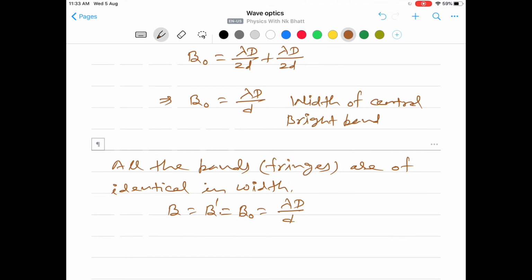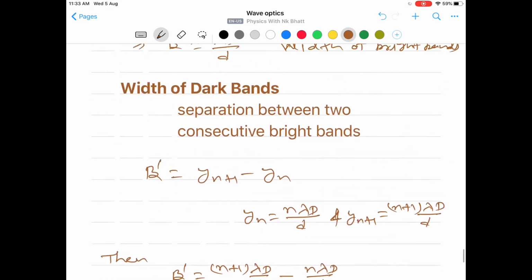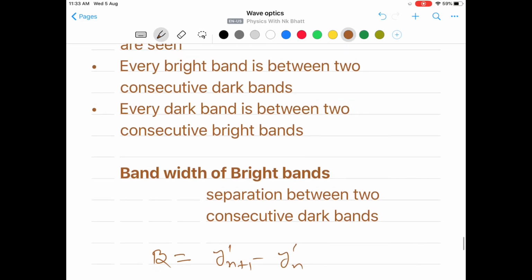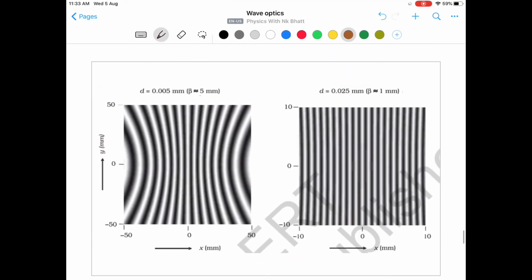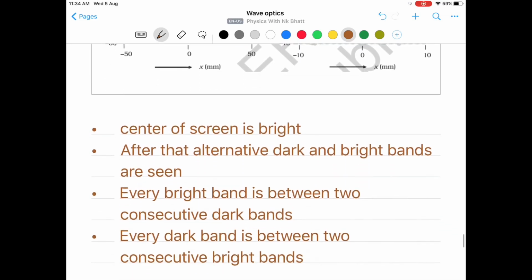So in this video lecture, I tried to explain to you about the fringe pattern or bands in Young's double slit experiment of interference, what kind of pattern we see on the screen, and what is the width of these individual bands: the central bright band, then secondary bright bands, and then the dark bands on the screen.